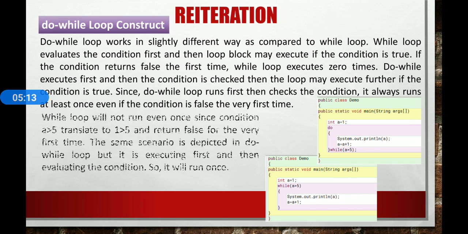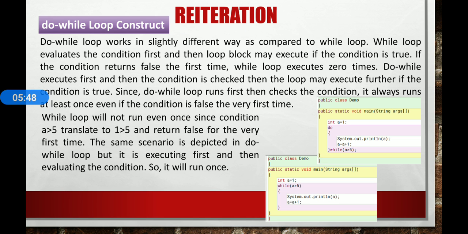Here, compare the two loops. The while loop will not run even once since the condition A is greater than 5 translates to 1 is greater than 5 and returns false for the very first time. The same scenario is depicted in the do while loop, but it executes first, then evaluates the condition, so it will run once. Here the value of A is 1 and the condition given is A is greater than 5.